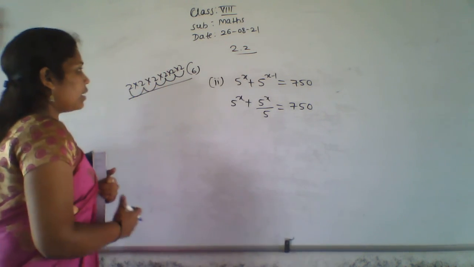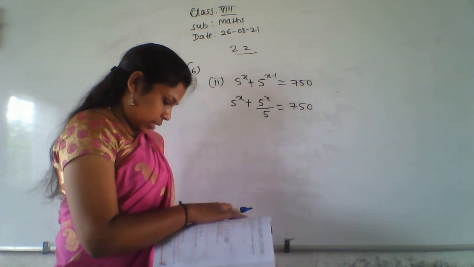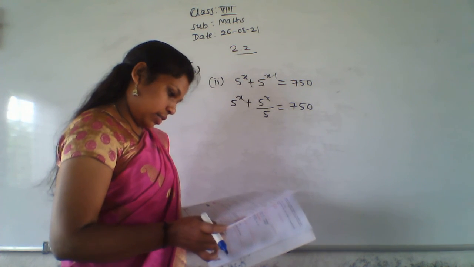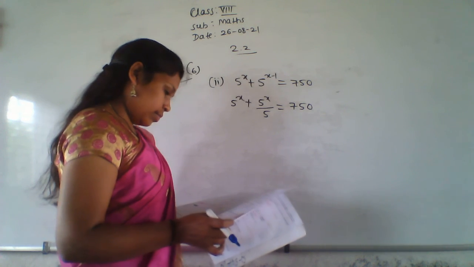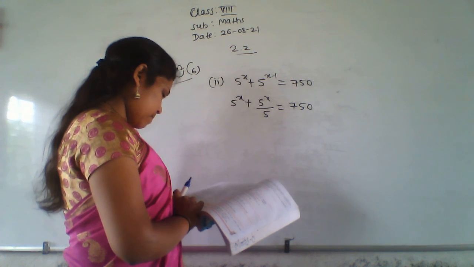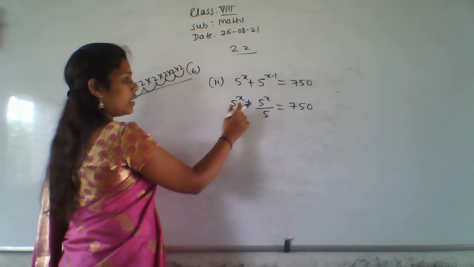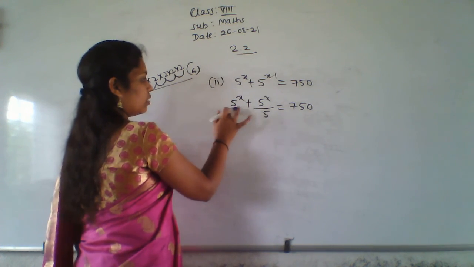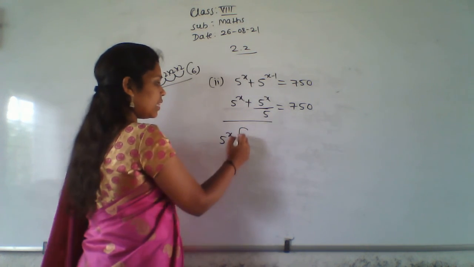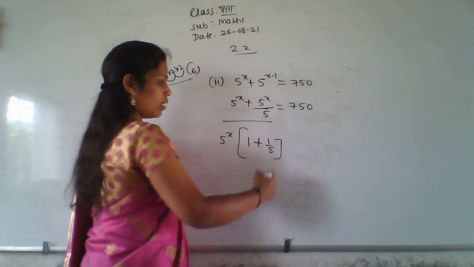It will become complicated, right? Wait, once again. 5 to the power x plus 5 to the power x minus 1. Okay, so what is common here? Take the common thing. What is common in these two? 5 to the power x is common, right? In the bracket what is left here? 1 plus 1 by 5, correct?